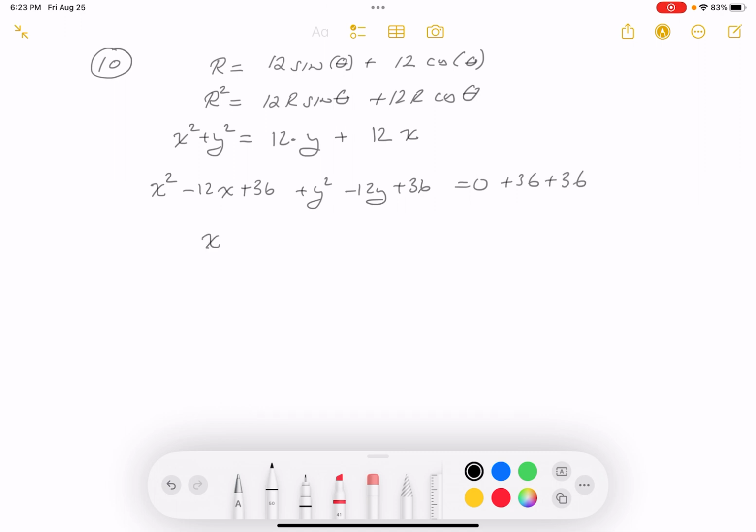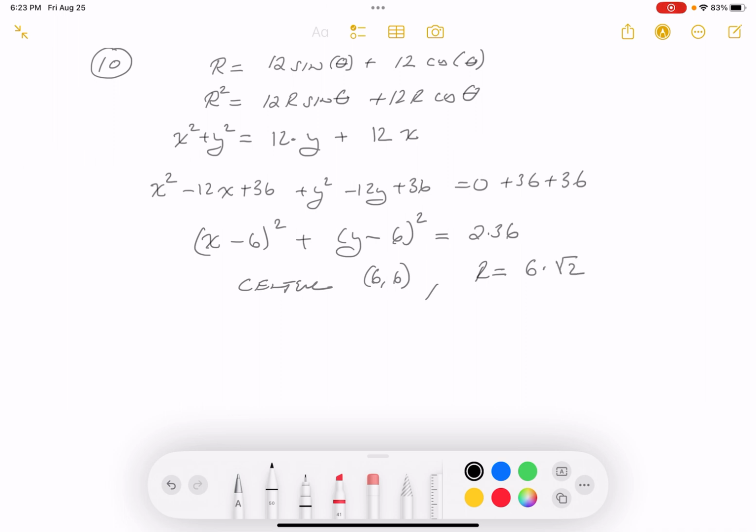What do you have here? X minus 6 squared plus y minus 6 squared. And 36 and 36 is 2 times 36. And I think I know what this is. A circle. Center is going to be 6, 6. And the radius is going to be 6 times the root of 2.